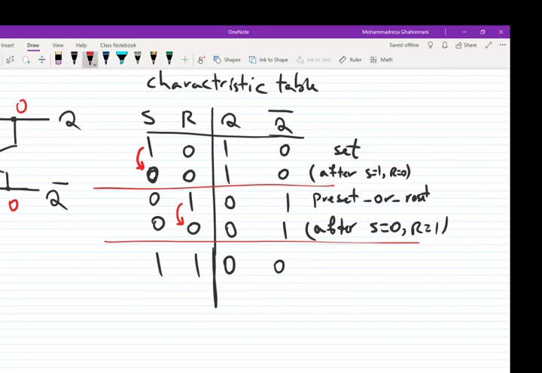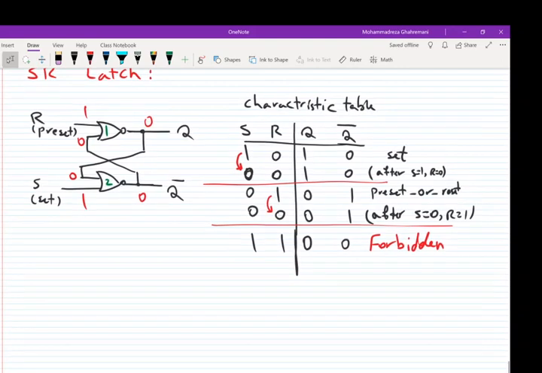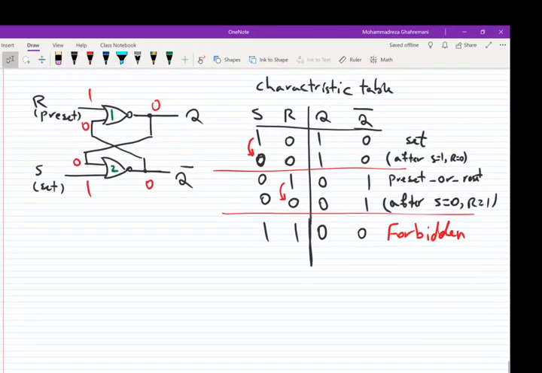So we say the combination 1, 1 as an input of SR latch is a forbidden condition. So we cannot apply this combination as input in SR latch. So this combination is forbidden. Okay, so now that we reached this point, let's show this characteristic table in a different way.